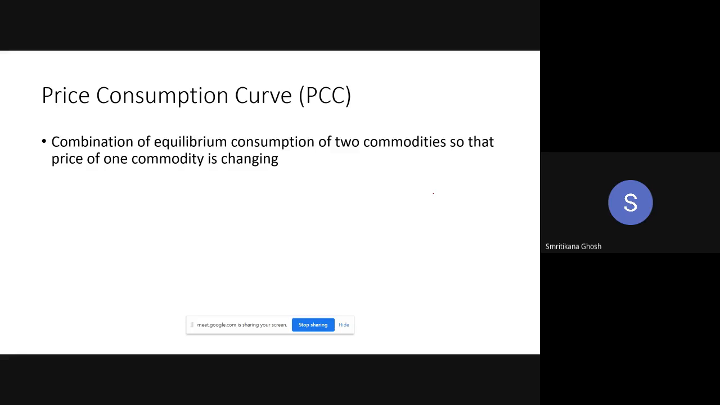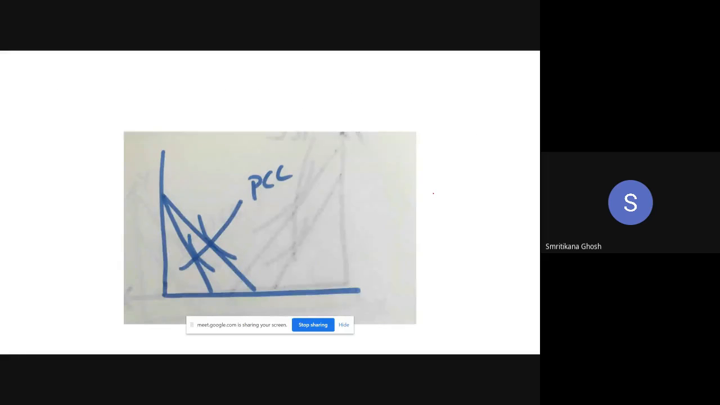Okay. So this is the price consumption curve. It is the combination of equilibrium consumption of two commodities so that price of one commodity is changing, or you can say the relative price is changing. The thing is the same. Now how does it look like.